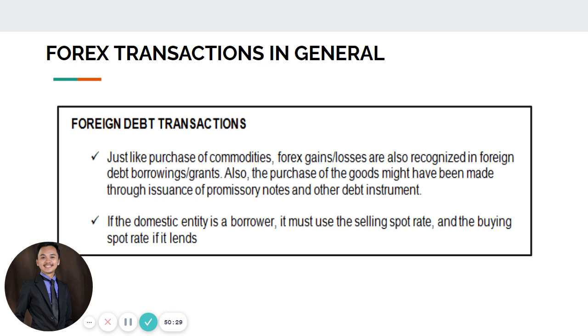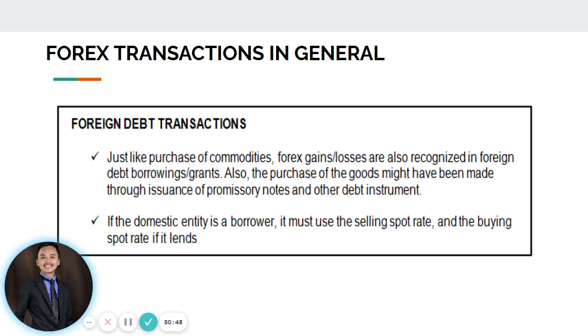Okay? Now this time, let's proceed with foreign debt transactions. Just like the purchase of commodities, forex gains and losses are also recognized in foreign debt borrowings or grants. Also, the purchase of the goods might have been through the issuance of promissory notes and other debt instruments.